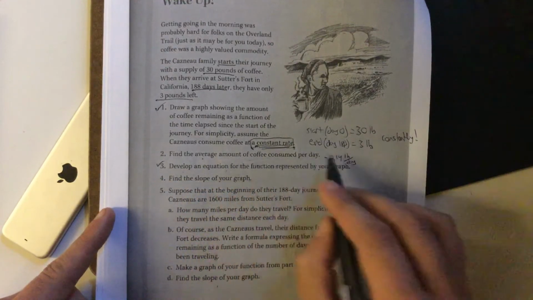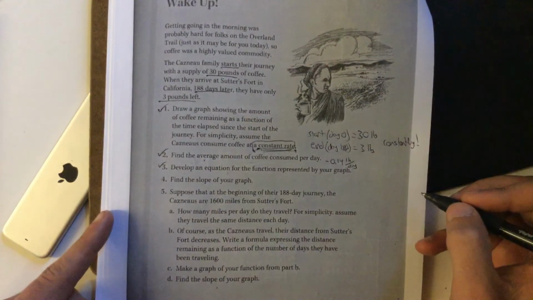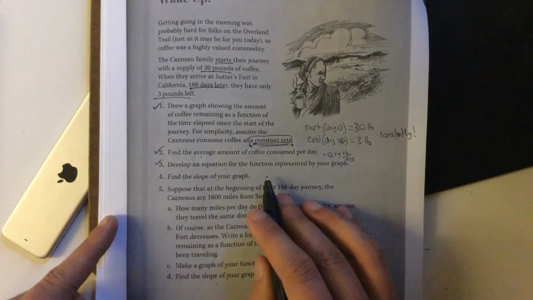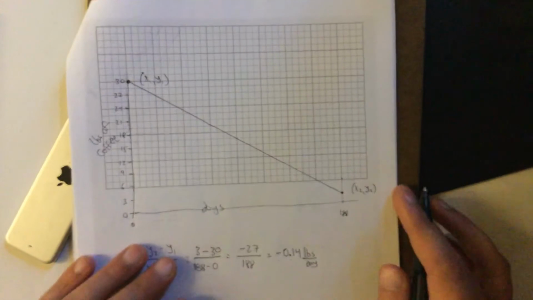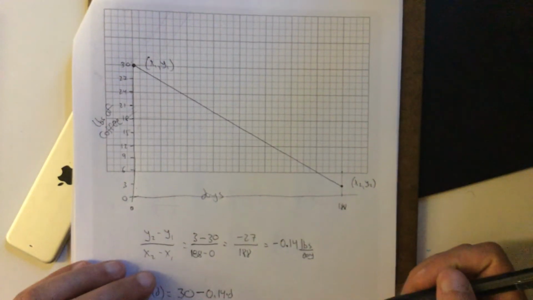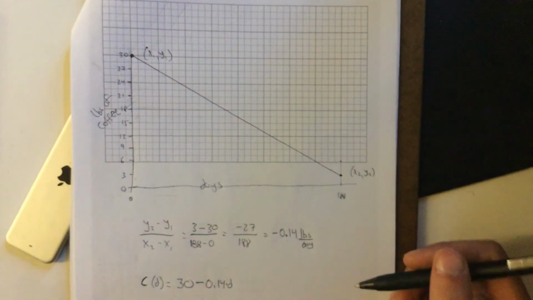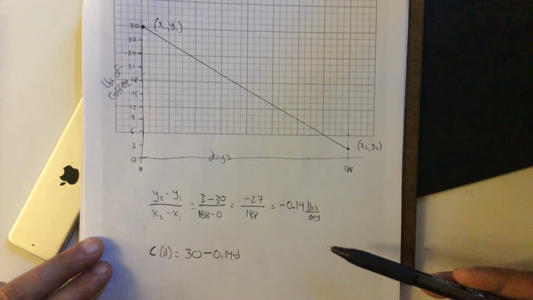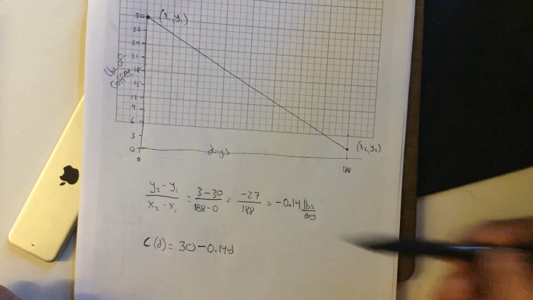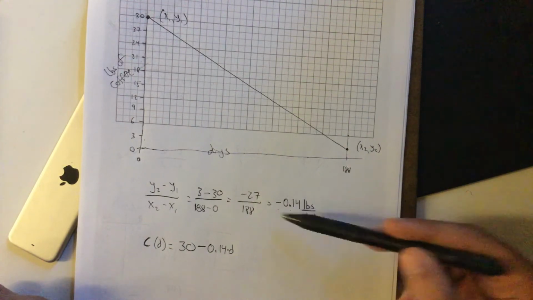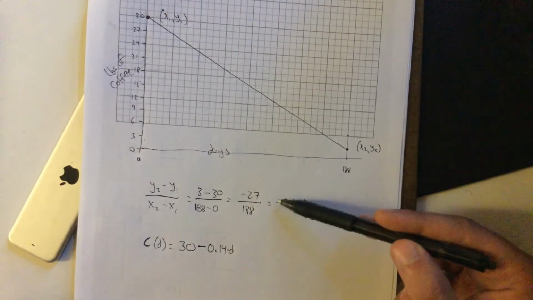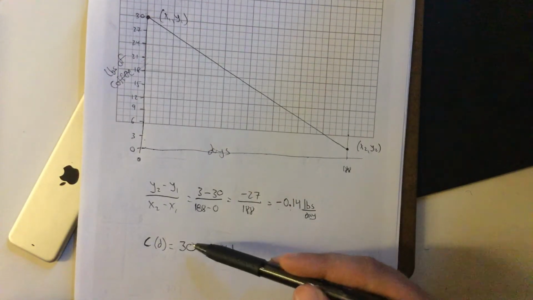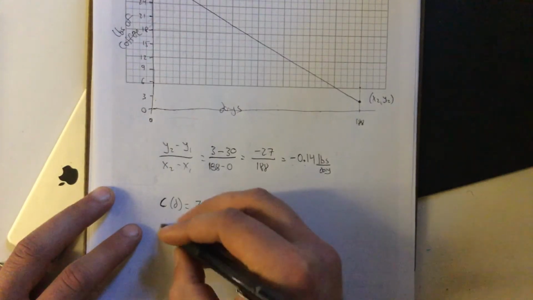Find the average amount of coffee consumed per day. We did that. And then find the slope of your graph, which is actually the exact same thing, right? So we know that the slope of the graph is the same as the amount of coffee consumed per day. I guess maybe with the difference being you consume 0.14 pounds of coffee. You don't consume negative 0.14 because in the word consume, there's that negative connotation. But here, the slope specifically is going to be negative 0.14.